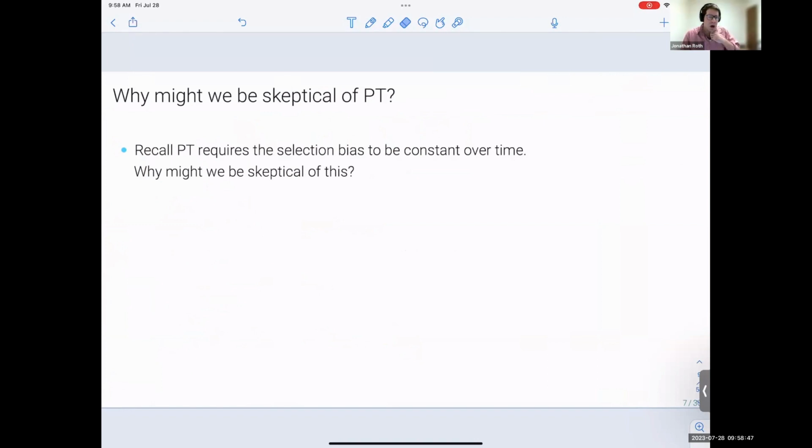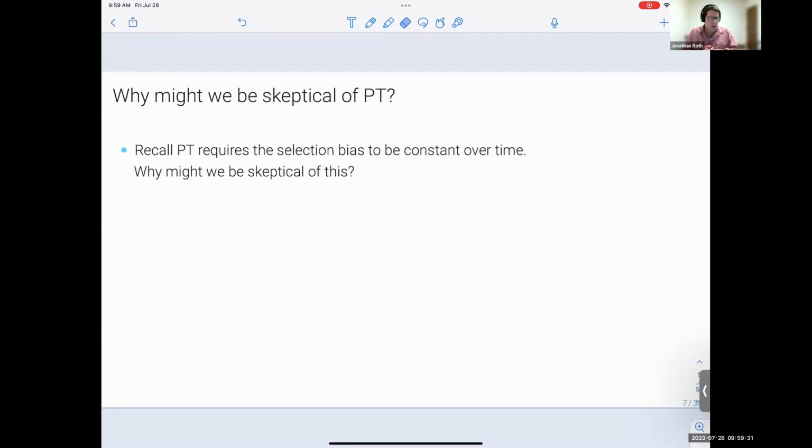And so we're going to think about why we might be skeptical of the parallel trends assumption. Recall the parallel trends assumption says there can be selection bias, but it has to be constant over time. So if we're thinking about, say, the minimum wage, it can be that states that raise the minimum wage are different from states that don't raise the minimum wage, right? We might worry that Democratic states are more likely to raise the minimum wage than Republican states. They may also have different employment levels to begin with, right? So there may be some selection bias. The types of states that raise the minimum wage are not the same as the types of states that don't, and so they may have different outcomes even before the treatment occurs, all right?